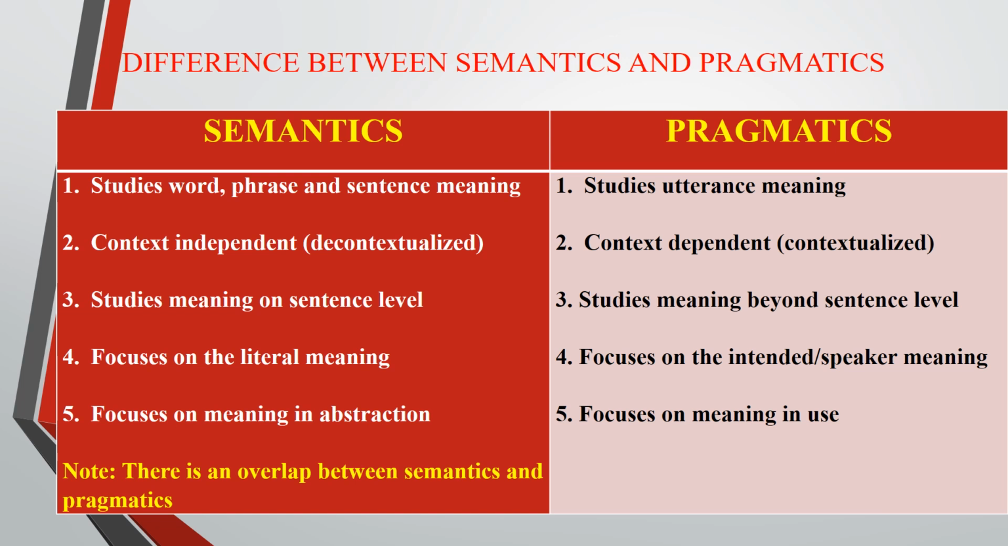Semantics studies the meaning on sentence level, whereas pragmatics studies meaning beyond the sentence level. Semantics focuses on the literal meaning, whereas pragmatics focuses on the speaker meaning or the intended meaning of the speaker. Semantics focuses on meaning in abstraction, whereas pragmatics focuses on meaning in use. Now, it is important to remember that there is an overlap between semantics and pragmatics.